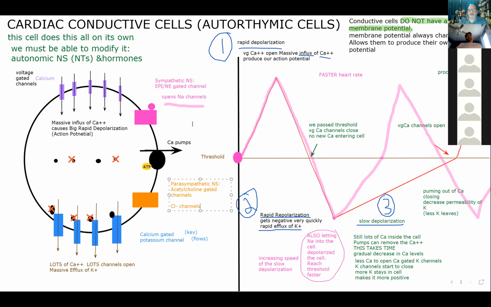So when we open chloride channels, which way do chloride ions move? In the cell? And chloride are negatively charged ions. So when these negatively charged ions enter the cell, what's the effect? Makes the cell more negative.